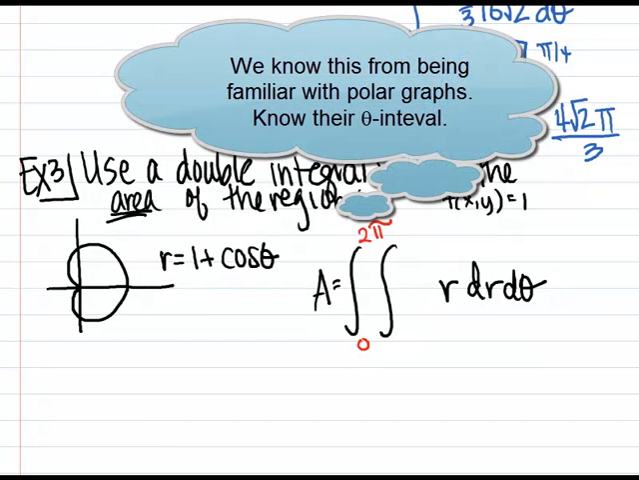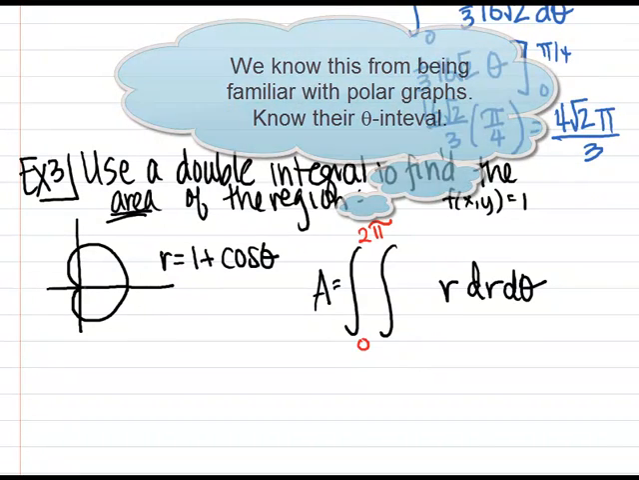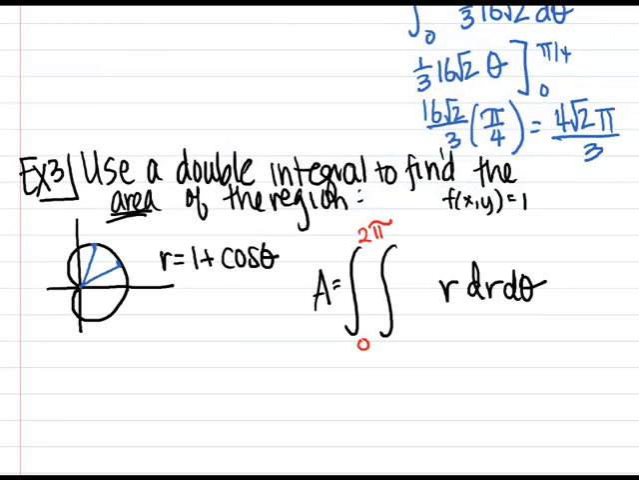Now what is our r? Remember, r is the directed distance from our pole to the curve. So each little section that is drawn always starts at 0 and it ends on r, which is our function. So it's going to go from 0 to 1 plus cosine theta.